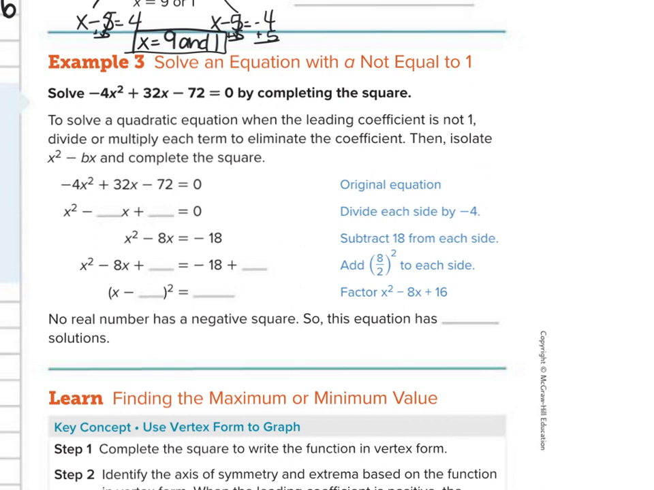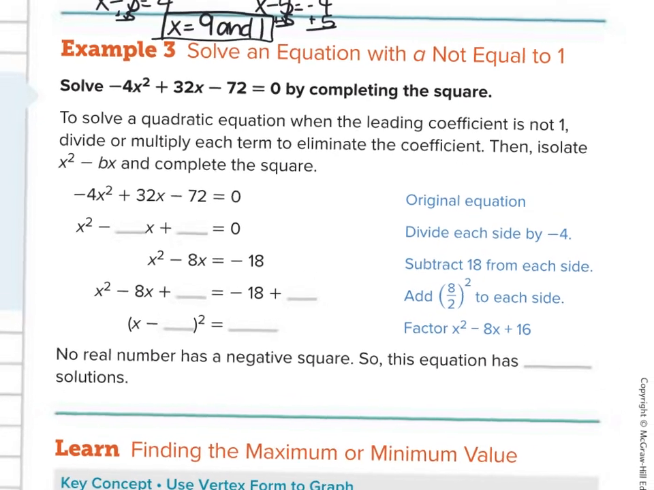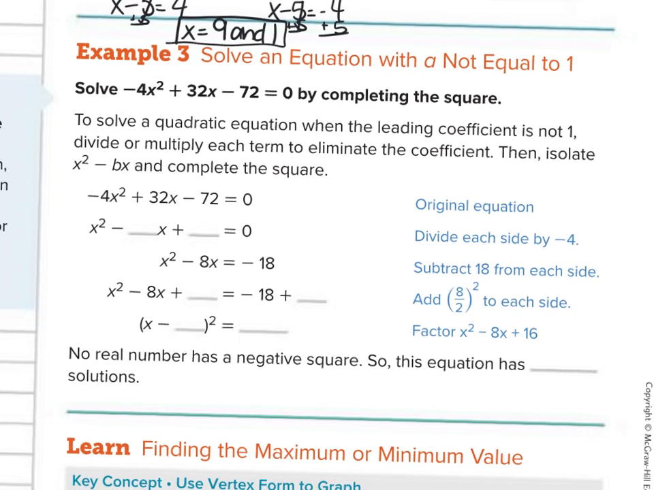All right, example 3. A little bit tougher here. You actually don't have any that are quite this tough on yours, so I'm going to show you the first step. You're just going to divide by -4 because that's your greatest common factor. So if I divide all that down, I'm going to get 32 divided by -4 is -8, and then -72 divided by -4 is positive 18.